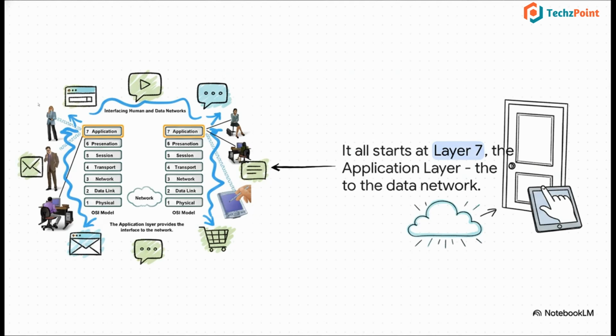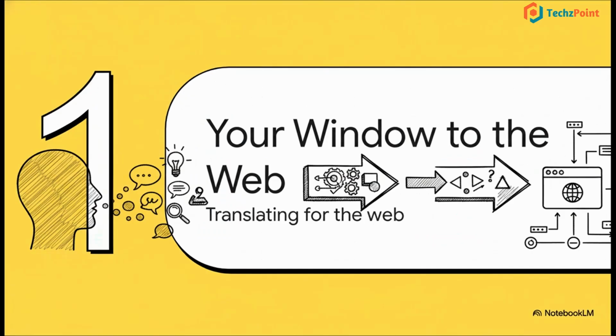The one we live in, the one that's closest to us, is right there at the very top, layer 7, the application layer. You can think of it as the front door to the entire internet. It's the only part of this whole complex system that you actually see and interact with directly. So how exactly does this layer act as our window to the web?